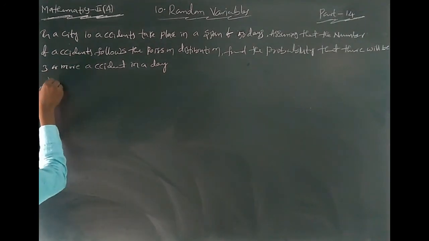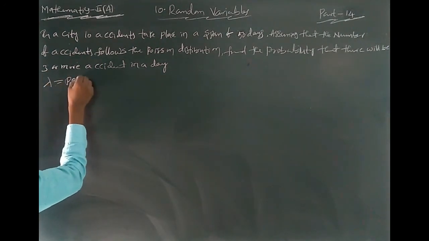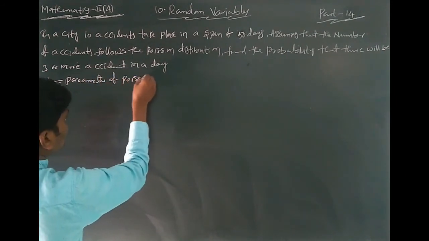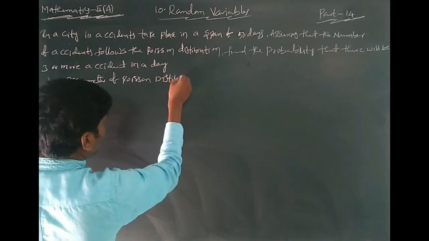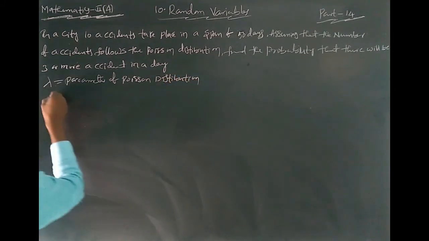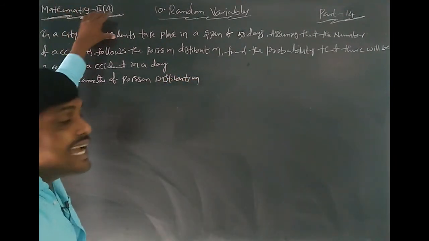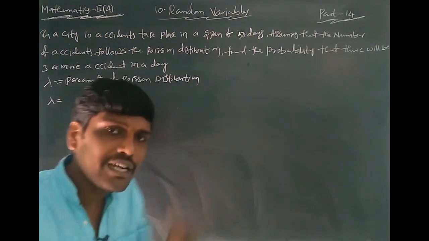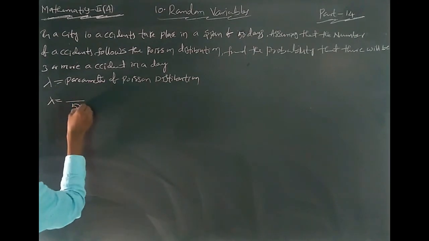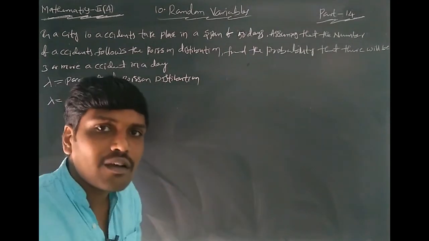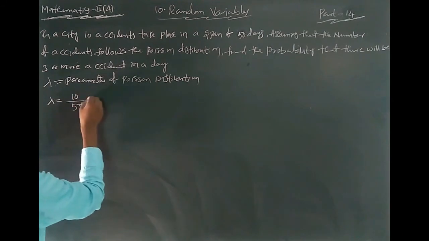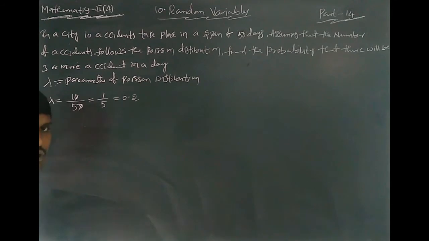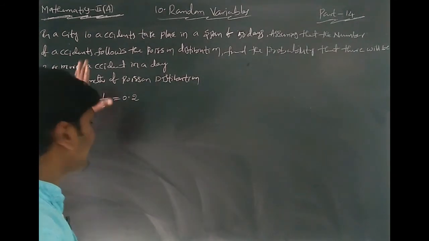Here lambda is the parameter of the Poisson distribution. Here what is the parameter, students? In a city, 10 accidents take place in a span of 50 days. Total how many days? 50 days. In these 50 days, how many accidents occurred? 10 accidents. Nothing but you can write 1 by 5, nothing but you can write 0.2. 1 by 5 is how much? 0.2, that is the lambda value.